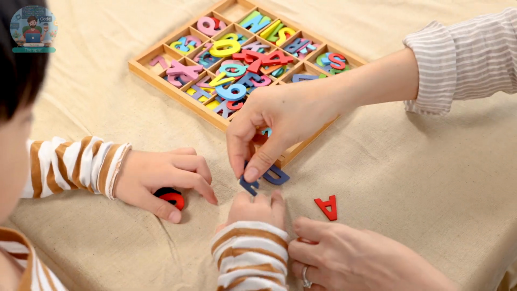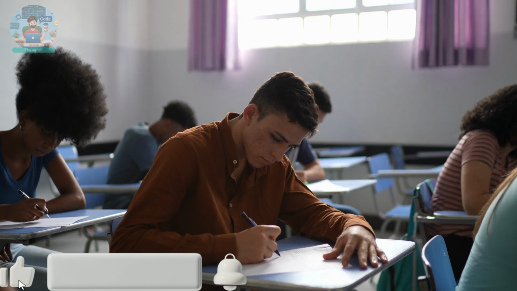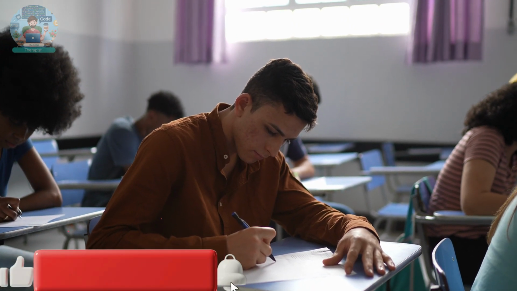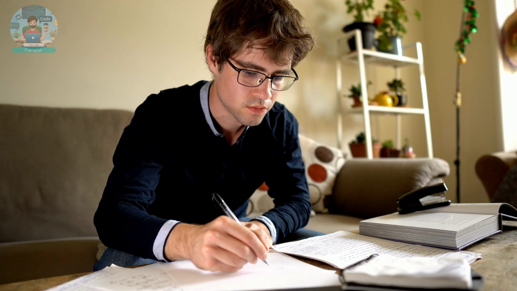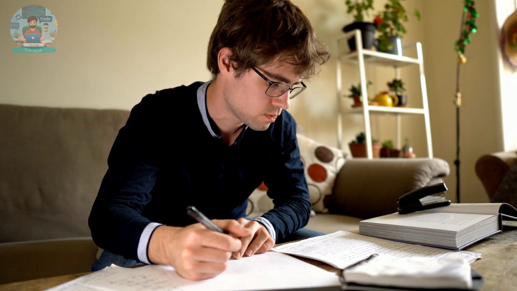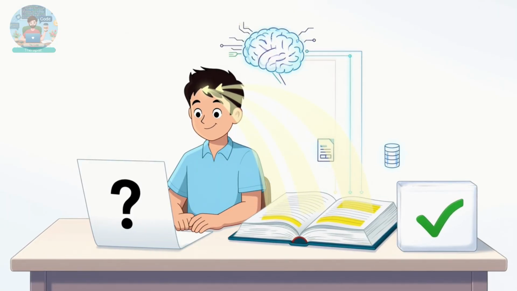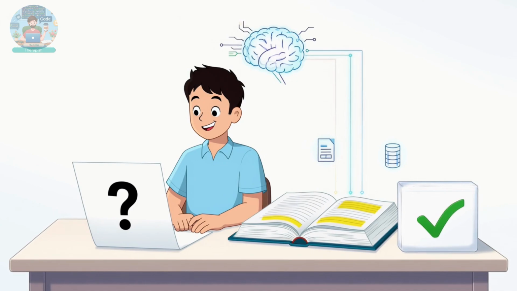Let's start with a simple way to think about it. A standard large language model is like a student taking a closed book exam. It can only answer based on what it memorized during training. But a RAG system, that's like giving the student an open textbook during the exam. Before answering, it can look things up, find the most relevant information, and then respond accurately and confidently.